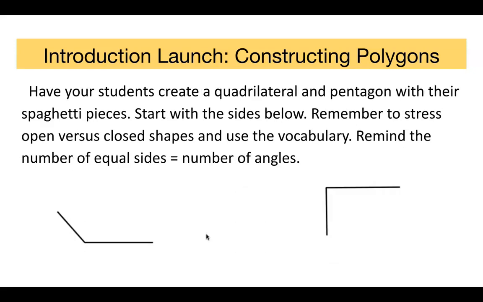Have your students create a quadrilateral and a pentagon with their spaghetti pieces. Start with the sides below, and once again, we're stressing, how do we close it? And are the lines straight? And if we're making a quadrilateral, how many sides do we need? And how many angles will we have? On the right side, if we were making a pentagon, once again, how do we close it? How many sides do we need? And how many angles do we end up with?